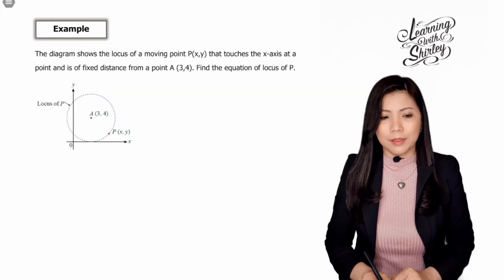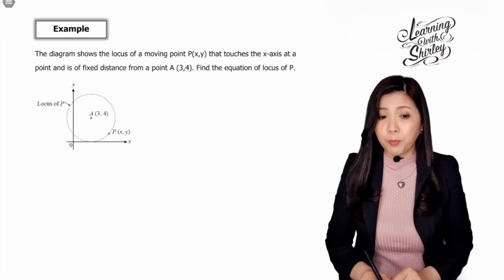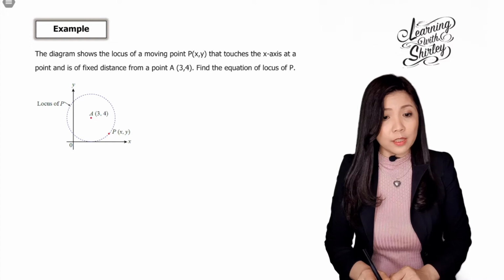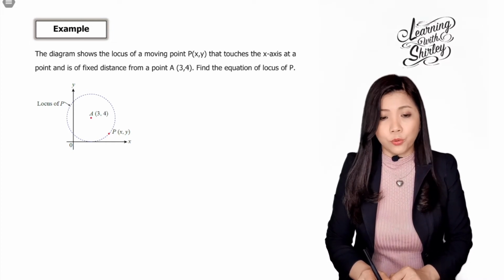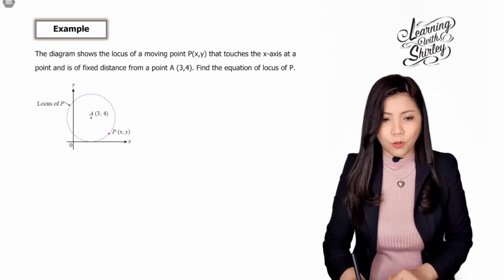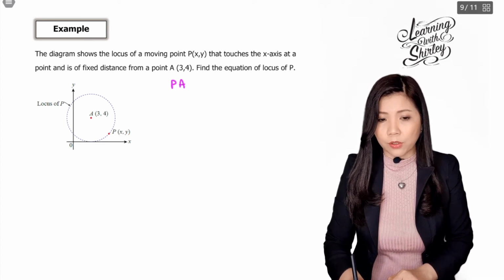Let's look at this example. The diagram shows the locus of a moving point P(x, y) that touches the x-axis at a point and is at a fixed distance from a point A (3, 4). Find the equation of the locus of P. For this, the formula is PA equals R.